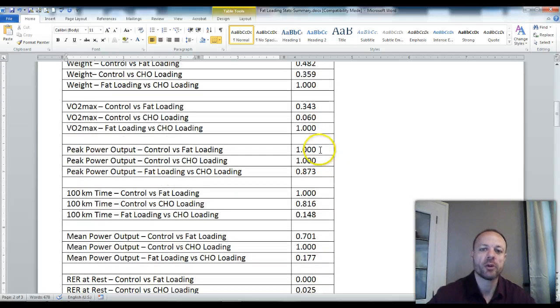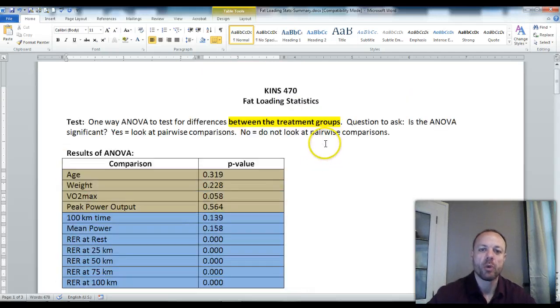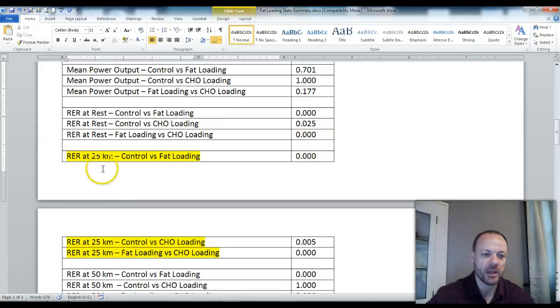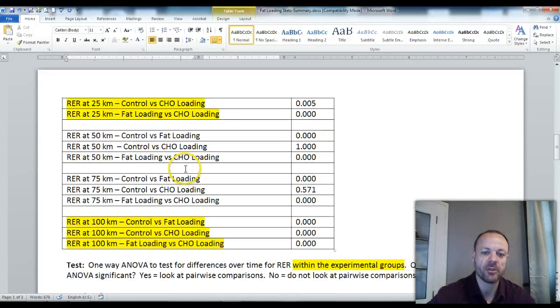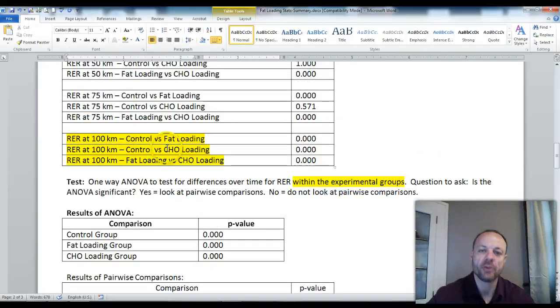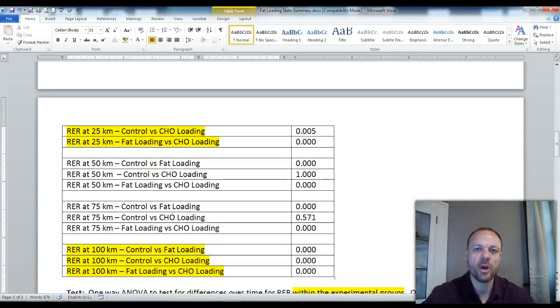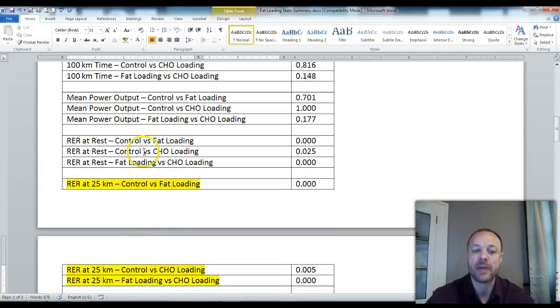So for the between group comparisons, we're only looking, once again, at the 25 kilometer distance and the 100 kilometer distance. Now be sure to note that although I am not asking you to evaluate significance at these intermediate time points or distance points of 50 kilometers, 75 kilometers, and rest, they do still need to be included on your graph, on your line graph.